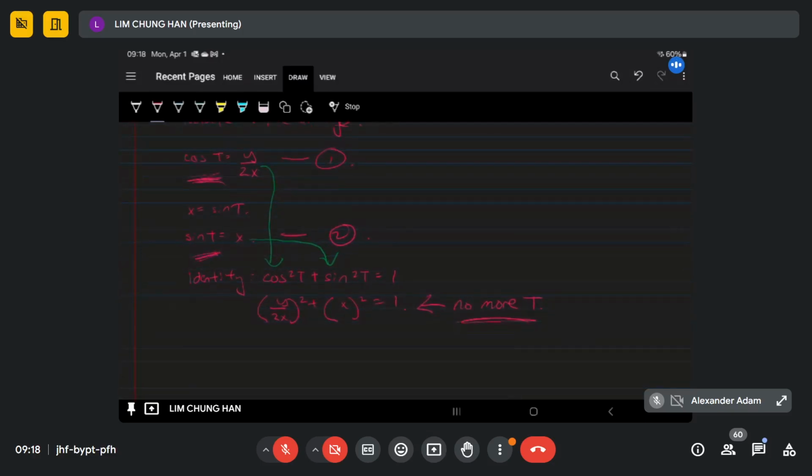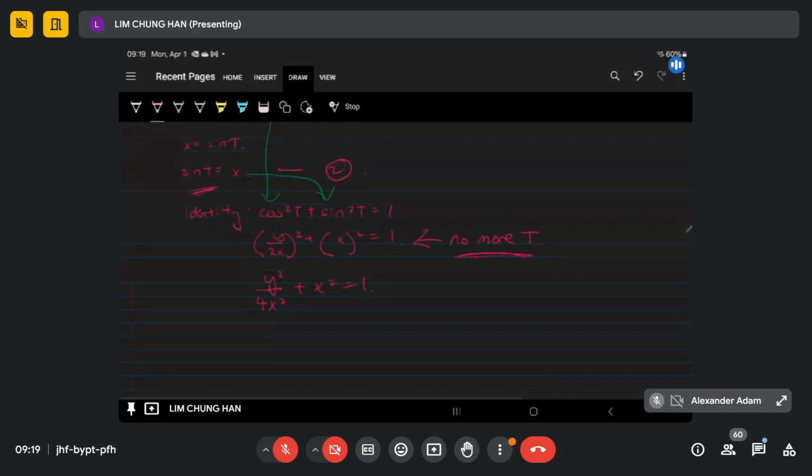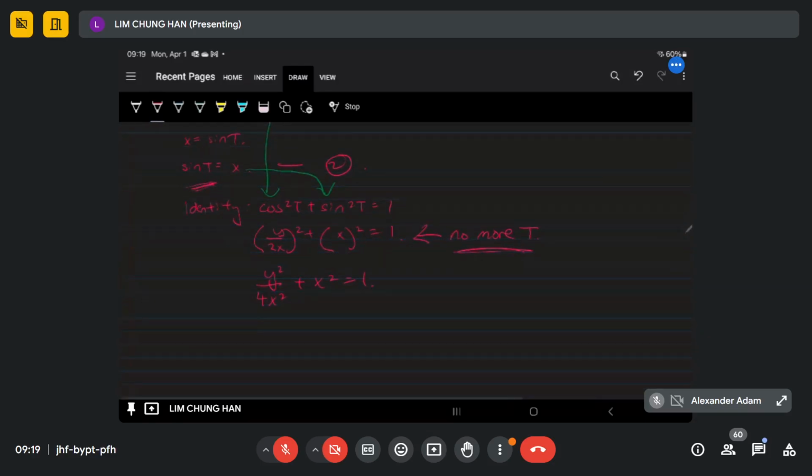What shape is this? We solved one problem, but we end up with another problem. What shape is this? I don't know, but we just keep going first. Maybe we get lucky and we can see something out of this. At the moment I don't know. So y squared over 4x squared plus x squared equals 1. What shape is this? I still don't know.